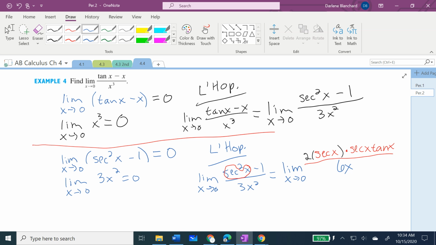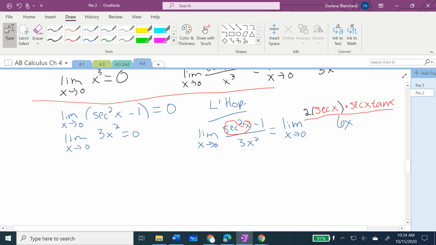I'm looking at your faces, seeing when the moment hits you that you realize we have to do it again. That's just so funny. I love this problem. It's the best example ever.